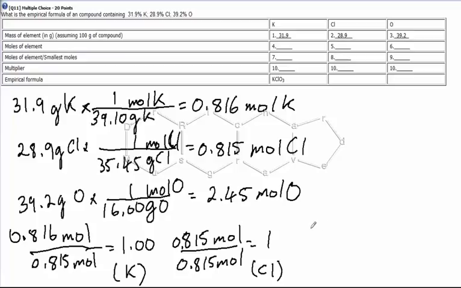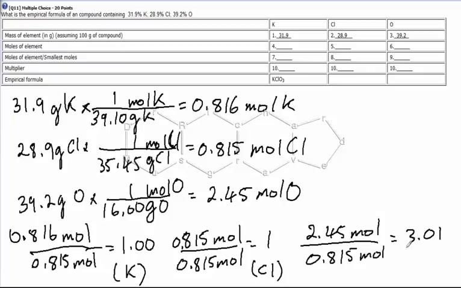And then for the oxygen, it's 2.45 moles divided by 0.815 moles, and that's going to be 3.01, which is going to be rounded to 3, and that's going to be for the oxygen. So you can see that the ratio we're going to end up with here is K is to Cl is to O will be 1 is to 1 is to 3, which is how we end up with our formula KClO3.